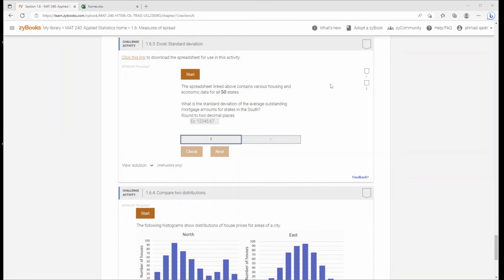This is challenge activity 1.6.3, and this is about Excel standard deviation. Again, you're going to download the spreadsheet using this link. The question is, the spreadsheet contains various housing and economic data for all 50 states. What is the standard deviation of average outstanding mortgage amount for states in the South?